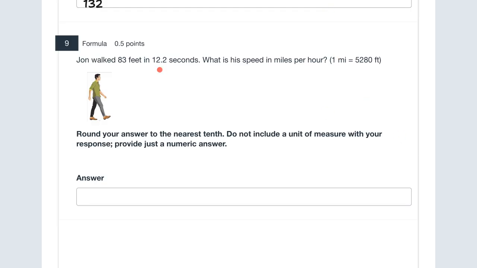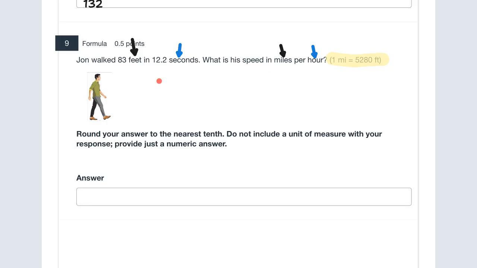In this one right here, John walked 83 feet in 12.2 seconds. What is his speed in miles per hour? So I'm going to have to convert the feet to miles, and that's where this conversion factor is going to come in. Then I'm also going to have to convert the seconds to hours. Now be careful, there are 60 seconds in a minute and 60 minutes in an hour. So there's 60 times 60, which is 3,600 seconds in an hour.